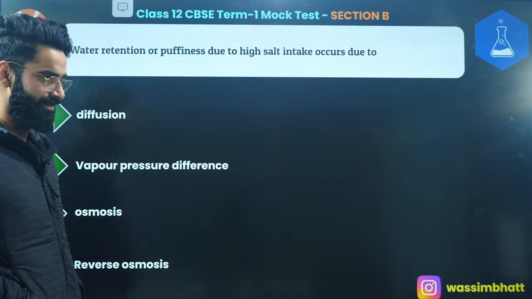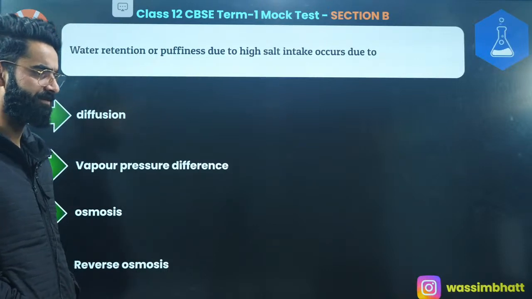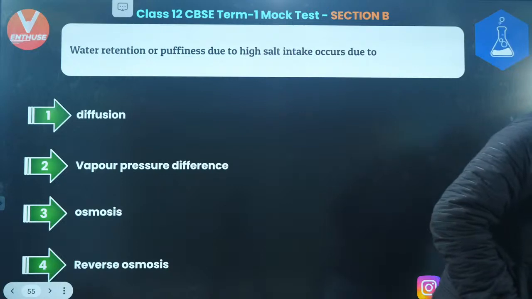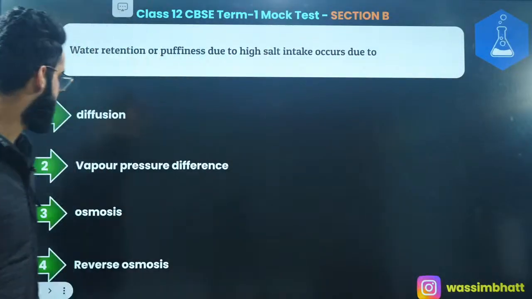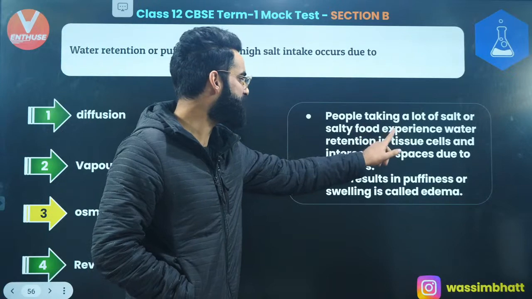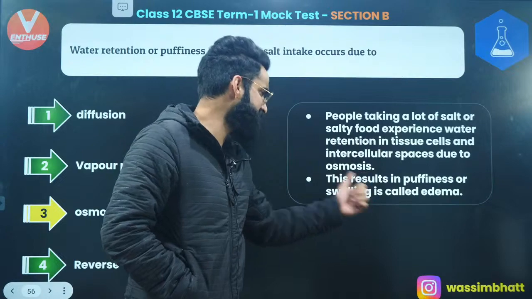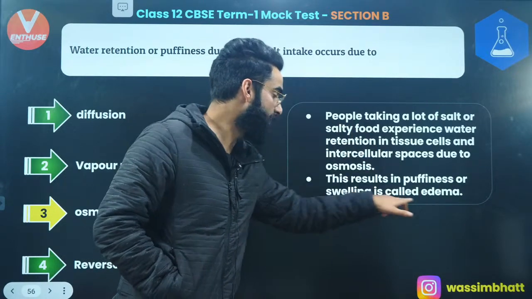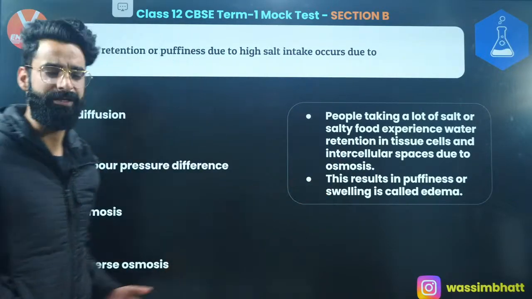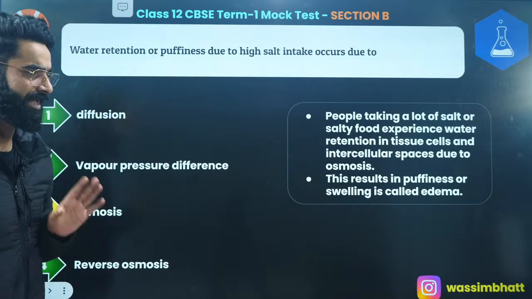What do you think? Well, I'm looking at your chats, my dear people. Absolutely, you all are perfectly right. It's absolutely going to be osmosis. Perfectly done, guys. Exactly. So do remember a few statements. People taking a lot of salt or salty food experience water retention in tissue cells and intercellular spaces due to osmosis. This results in puffiness and swelling, which is called edema. Do remember this point as well. It can be asked in the form of one more MCQ, right?